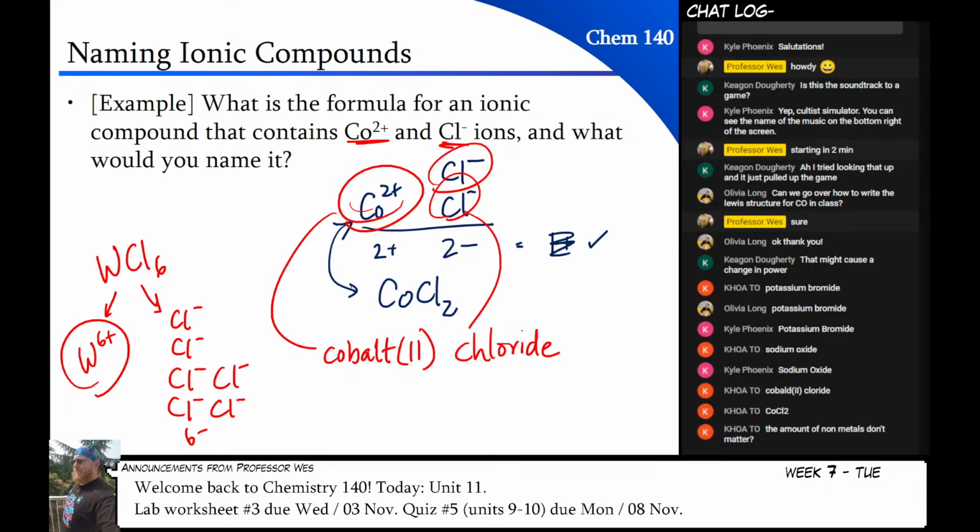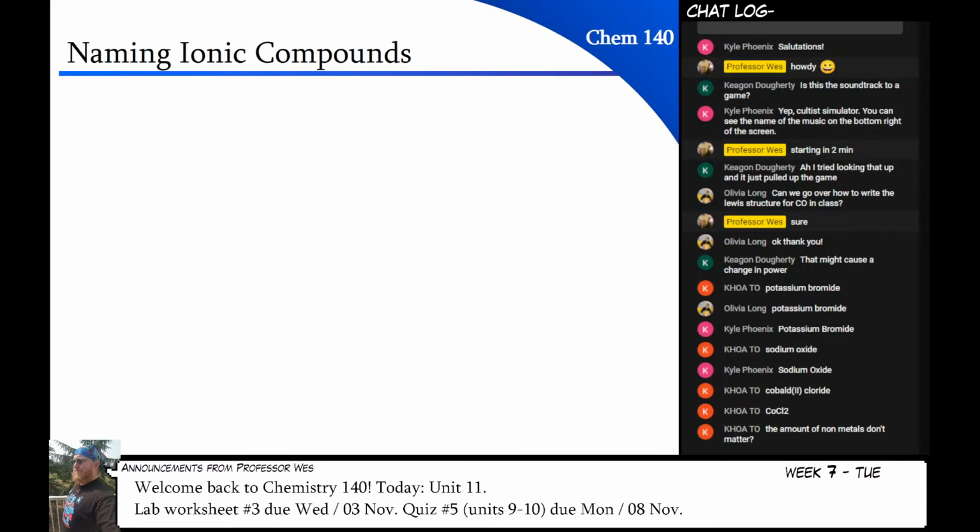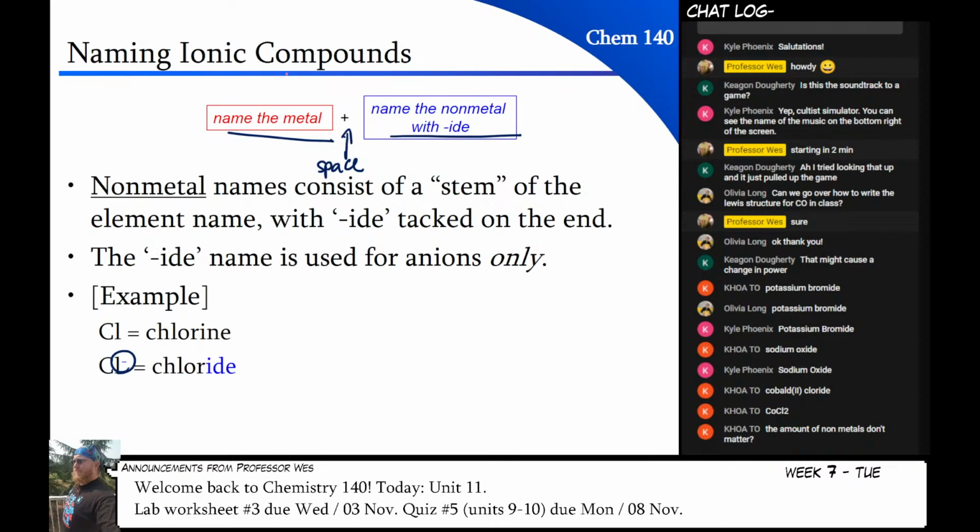The amount of nonmetals doesn't matter. That's correct. Yeah. So the number of ions that you have does not matter. There's no part of our little formula right here that we were using. Nothing in this says anything about numbers. So you can ignore the number of ions that there are. You're just going to name the metal what it is and name the nonmetal with "ide."